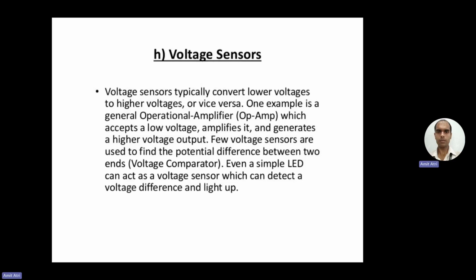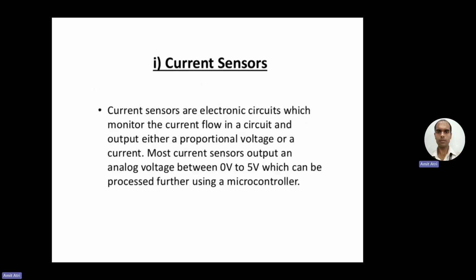Next is the voltage sensor. They typically convert lower voltages to higher voltages, or higher to lower. A common example is the operational amplifier. There a low voltage is the input, and the amplifier is increasing the voltage, so the higher voltage is the output. A few voltage sensors are used to find the potential difference between two ends. These we call a voltage comparator, which is comparing against a reference. Even a simple LED can act as a voltage sensor which can detect a voltage difference and light up.